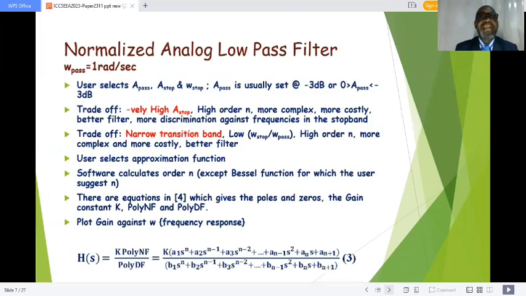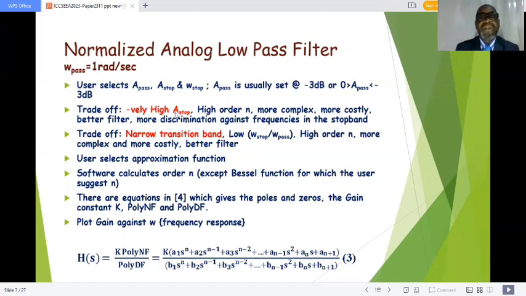Let's now take the different filters one by one. We have the analog low-pass filter. We start from the normalized analog low-pass filter. The omega pass is 1 rad per second. The user will select these quantities. And then the user may want a negatively high band-stop gain, which is A stop.